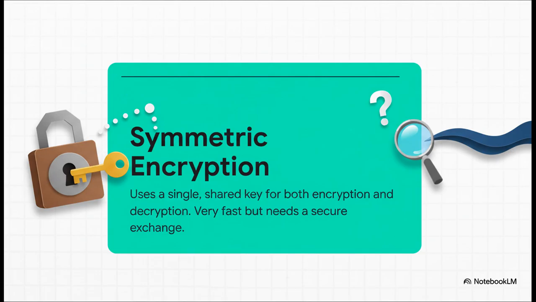So the first way we can do this is with something called symmetric encryption. This is kind of like having a lockbox where you and the person you're sending it to have the exact same physical key. It's incredibly fast to lock and unlock the box, but it has one big problem. How do you get that single key safely to the other person without someone intercepting it?